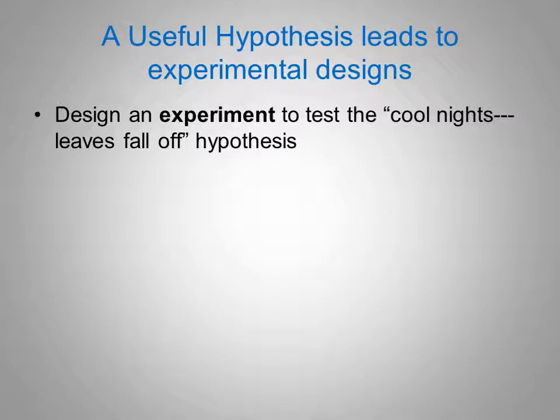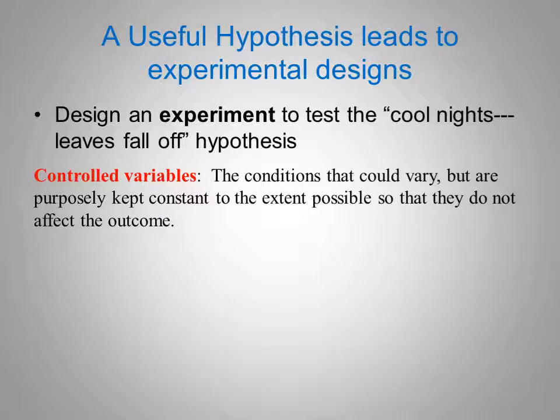So once you've made your observations and written out a thoughtful hypothesis, this then leads you to the next step of the scientific process, which is experimental design. So let's do that. Let's design an experiment to test our hypothesis that cool nights cause leaves to fall off. When we're designing an experiment, you need to include several key variables, the first of which are controlled variables.